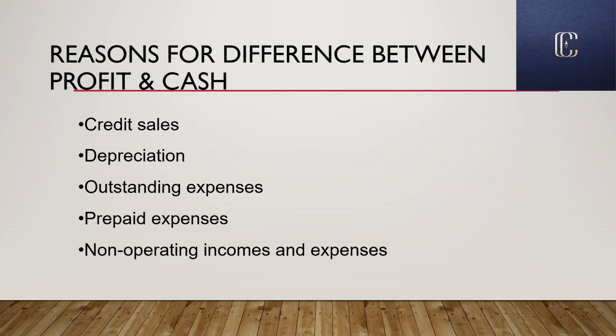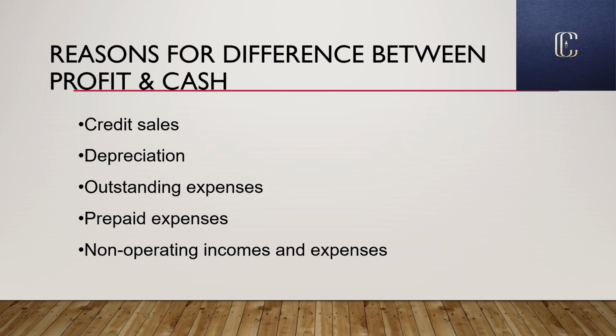The third reason is outstanding expenses. These are expenses that are recorded but not yet paid. For example, salary expense of rupees 20,000 is recorded, but the salary is not paid till next month. It leads to profit decreasing, but cash is still with the business. Again, profit and cash differ.